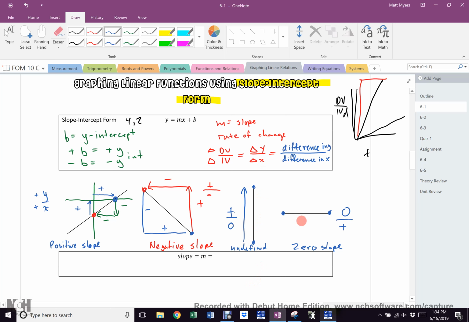Everybody understand? All right. Now, slope, we already know slope by two names, don't we? Slope and rate of change, right?